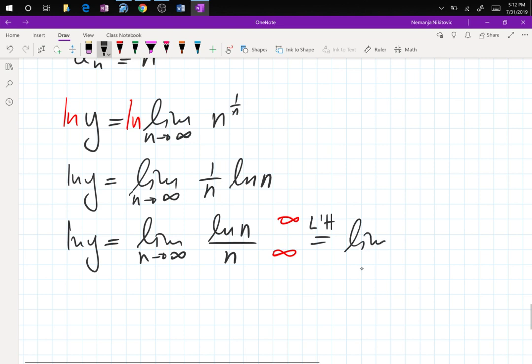So you can take these derivatives. You still have the limit as n goes to infinity, and when you take the derivative of ln n, you get 1 over n, and over here the derivative of n is equal to 1. Now this is equal to 0. It's equal to 0.